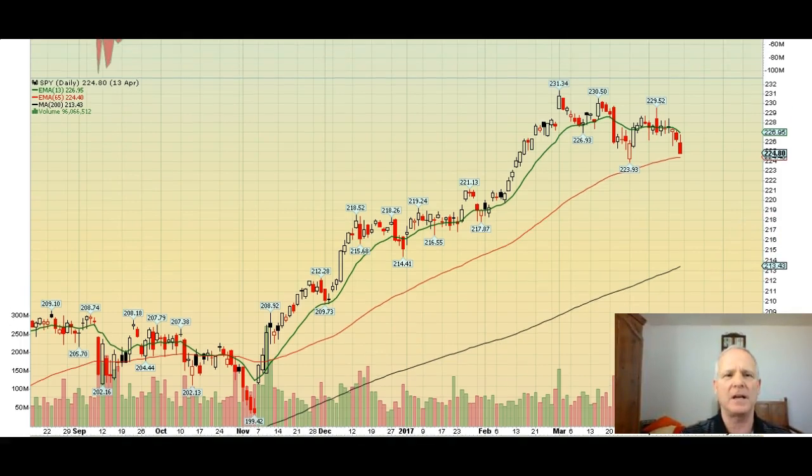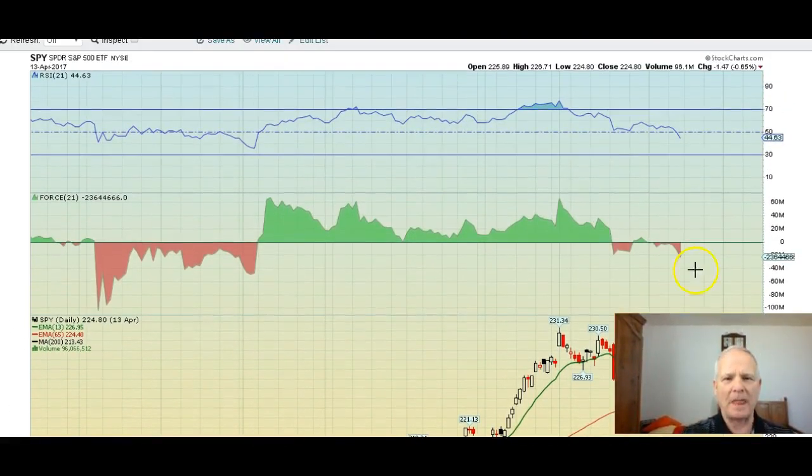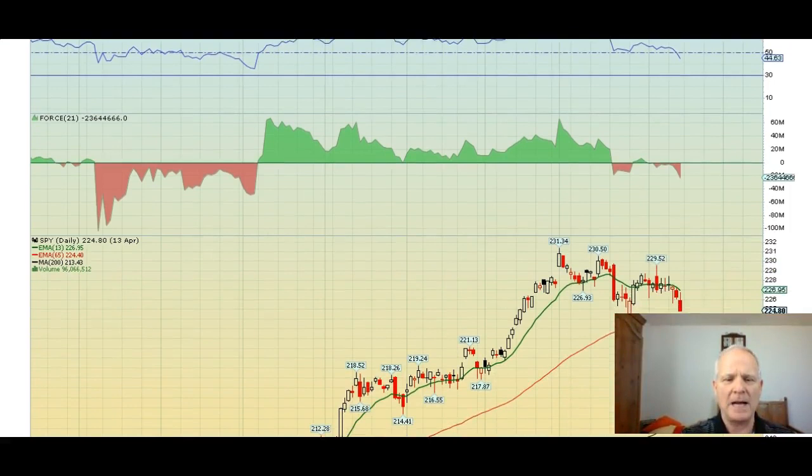Okay, so here are the two indicators we're going to be monitoring here today. This is the force index here, and the red is in the negative, let's say, and the green is positive. And then the other, in the RSI, we're going to be looking for a break above the 50 line as our buy signal.